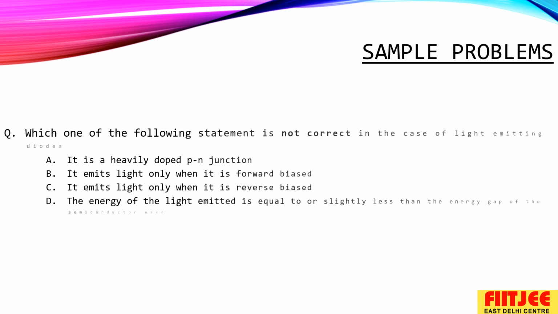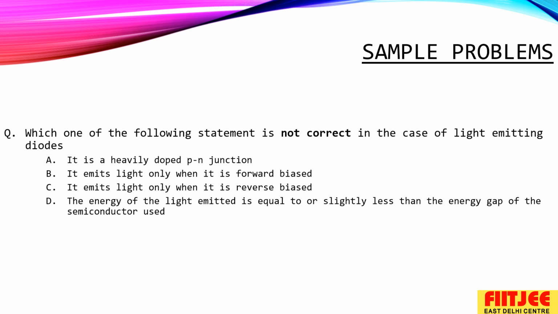Now the second question is, which one of the following statements is not correct in the case of light emitting diodes? First option is, it is a heavily doped PN junction. It is correct. Second option is, it emits light only when it is forward biased. It is also correct. Third option is, it emits light only when it is reverse biased. It is not correct because an LED emits light only when it is forward biased. So option C is the correct answer.